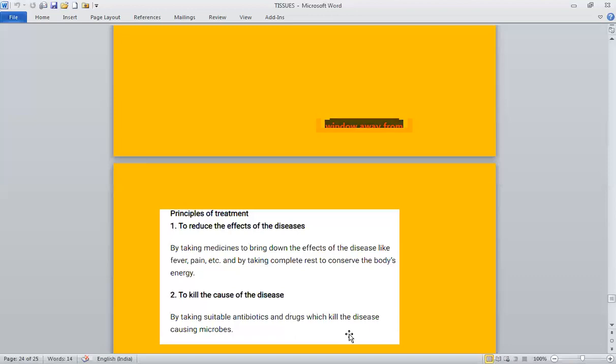Generally, two principles are involved in the treatment of infectious disease. The first is to reduce the effect of the disease, or stop the effect of the disease. And the second is to kill the cause of the disease. How can we reduce or stop the effect of the disease?